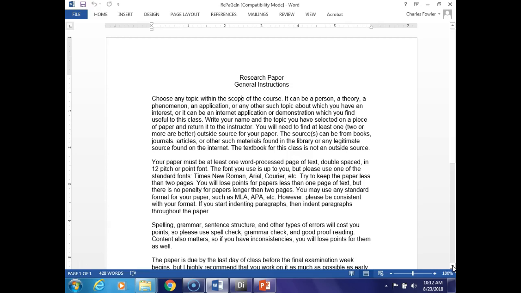That's a page of text. Just because you use some big header and stuff, that doesn't mean you can do a shorter paper. So you get the general idea. I want at least one page of text.